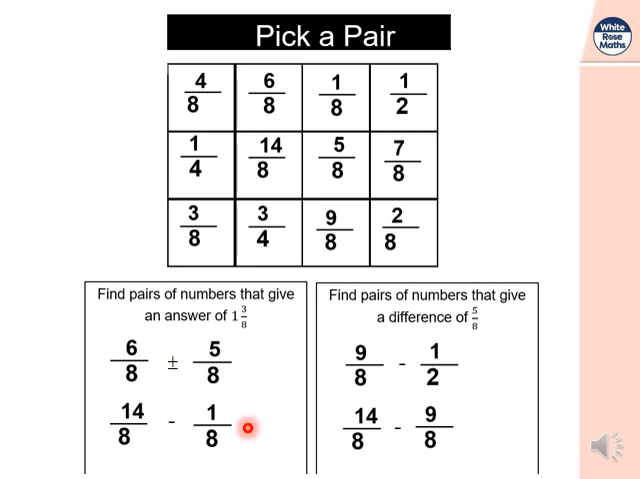Whereas this one would not work because it says 14/8 take away 1/8 is 13/8. And we know that that would not work because 13/8 is not the same as 1 whole and 3/8. And the other challenge for you to try is, can you find pairs of numbers that give a difference of 5/8? So here are 2 examples. I'm going to see if you can work out, are they correct or not? And if you think they are correct, you can see how it's done. And then your challenge is to see if you can find any other pairs.